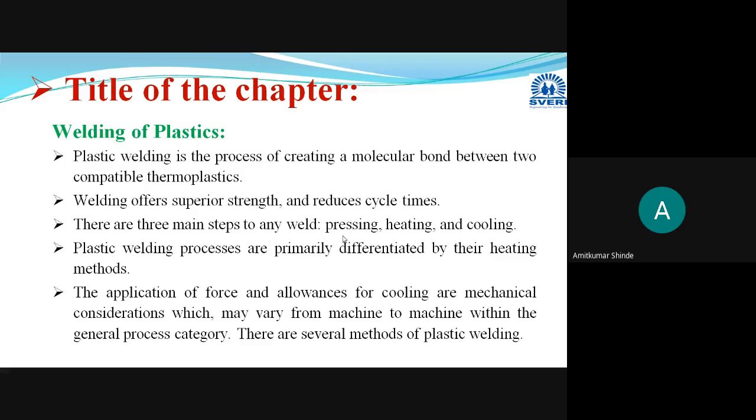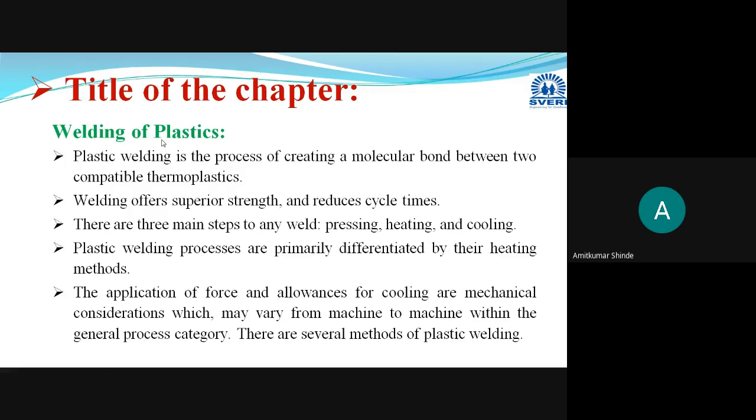Now basically plastic welding processes are differentiated on the basis of the heating medium used. There are different types depending on the heating medium used, and there are also different types depending on the medium through which you apply the forces. That further classification we are going to deal with in the later half of this lecture. Now basically what you have to understand is the meaning of welding of plastics. Here we are going to create a molecular bond between two different plastic materials which are compatible.